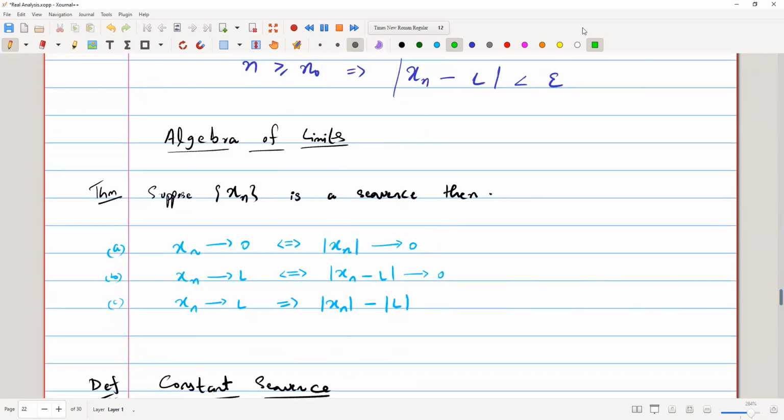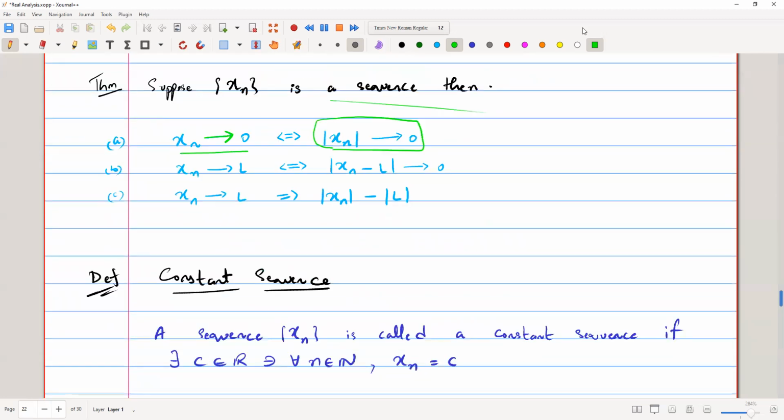Now we are talking about algebra of limits. Suppose xn is a sequence, then xn converging to 0 implies that mod of xn is converging to 0, that is, the distance is converging to 0. And xn converging to L means that xn minus L is converging to 0. Okay.